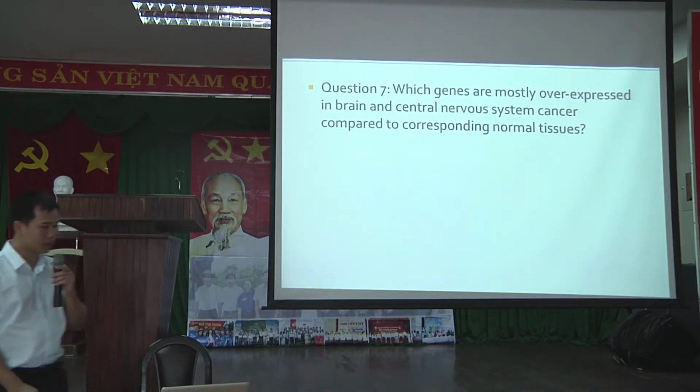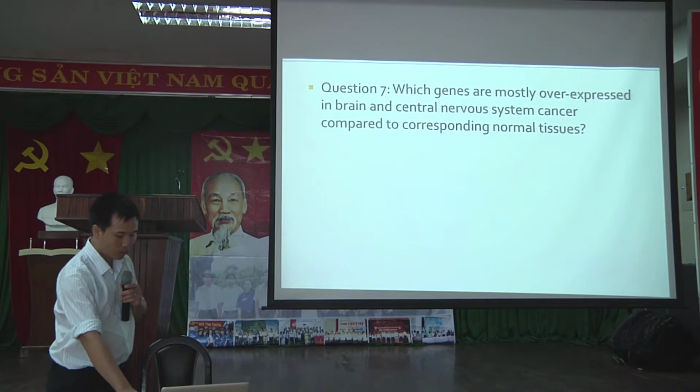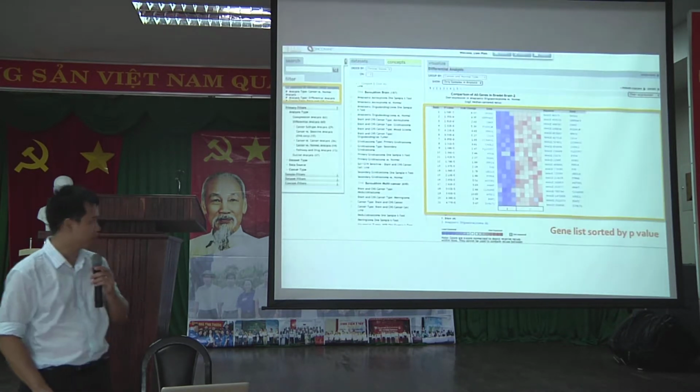Some of the questions you can ask is, for example, which genes are mostly overexpressed or downregulated in brain and central nervous system cancer compared to the corresponding normal brain or central nervous tissue. This is a very commonly asked question in cancer research. We'd like to know the difference between the cancer tissue and the normal tissue. So OncoMine can allow you to answer that question very easily.